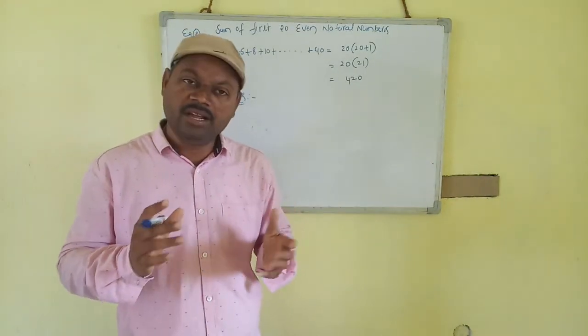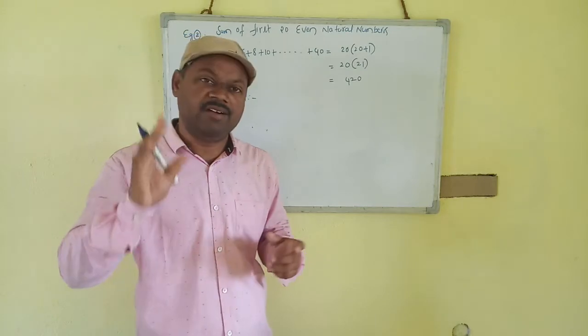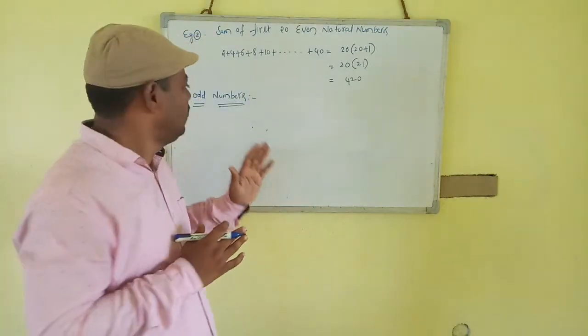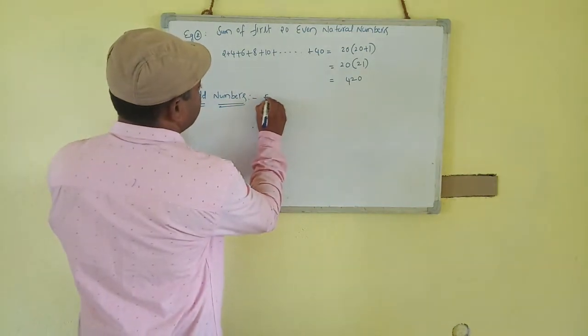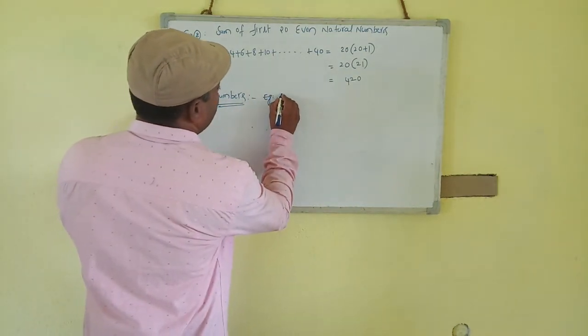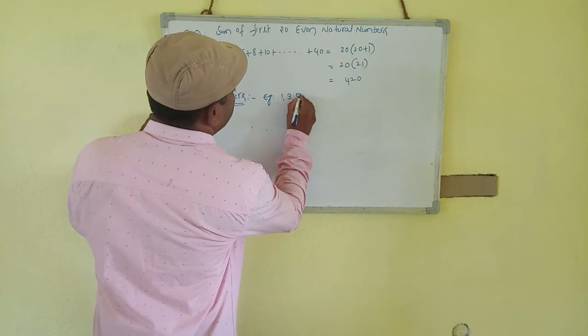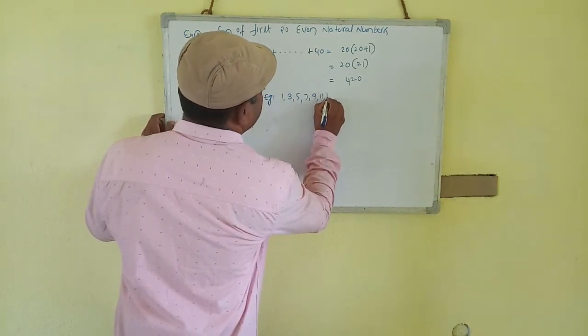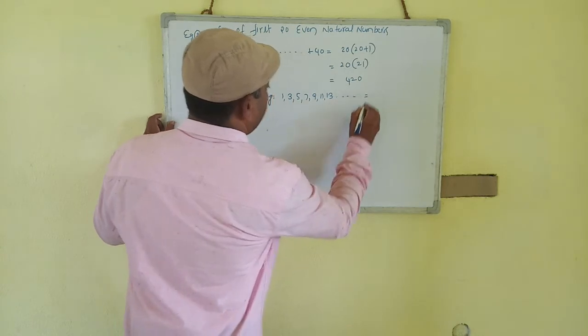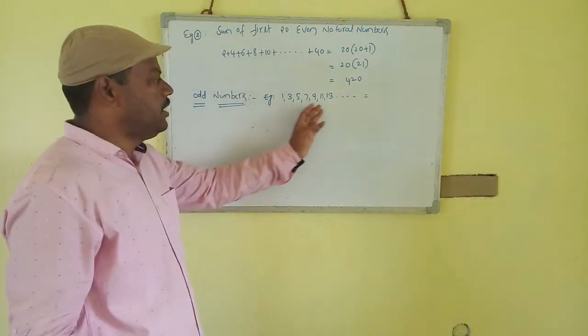Any number that leaves remainder 1 when divided by 2 is an odd number. So that type of numbers, odd numbers. Once observe here, for example, 1, 3, 5, 7, 9, 11, 13 and so on.